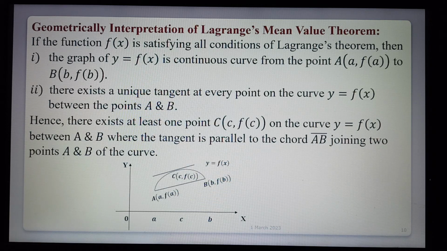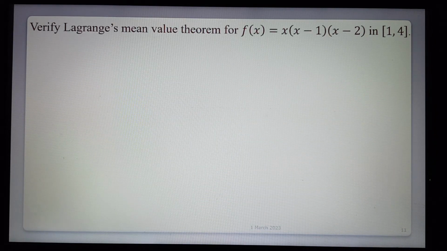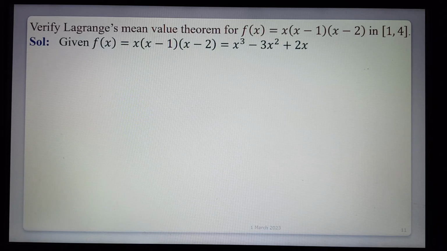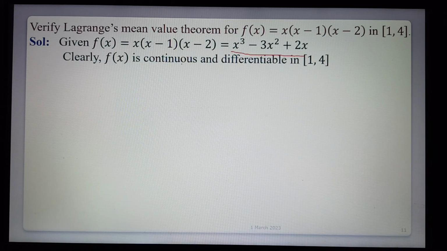Okay, see the next topic, verification of Lagrange's theorem. Verify Lagrange's mean value theorem for f of x is equal to x into (x minus 1) into (x minus 2) in the closed interval [1, 4]. Given f of x, on simplification, is x cube minus 3x square plus 2x. Clearly the given function is continuous and differentiable because it is a polynomial of degree 3. The derivative is 3x square minus 6x plus 2.